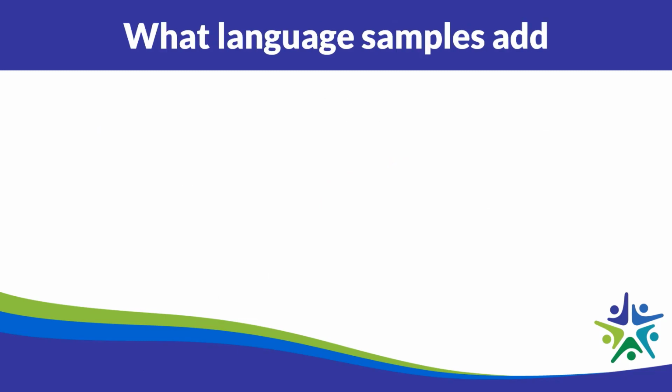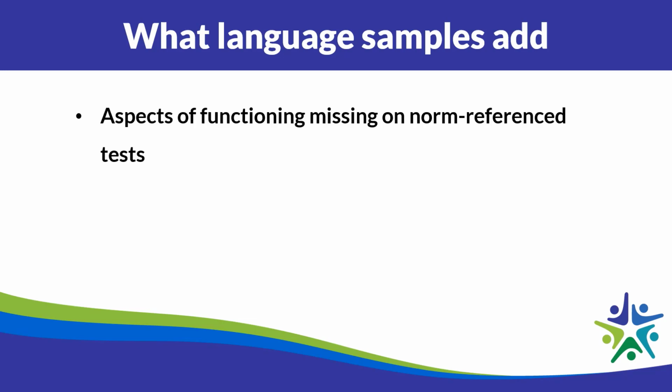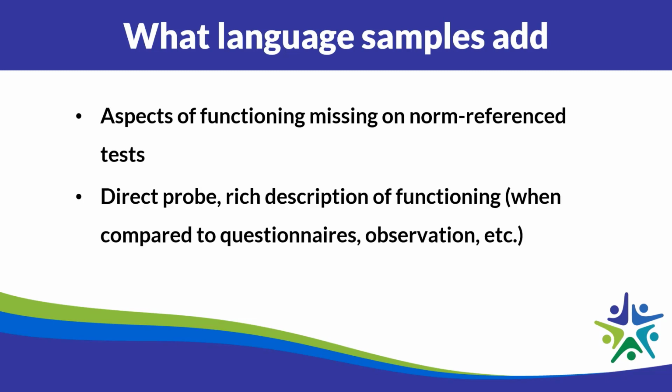So if we can look at these skills in multiple ways, what is it that language samples really add? Well, one thing that is hopefully clear is that they look at aspects of functioning that most of our norm reference tests are missing. Most of our norm reference tests, especially in language, are looking at discrete vocabulary and grammar skills, whereas these language samples are looking at those more functional aspects of communication.